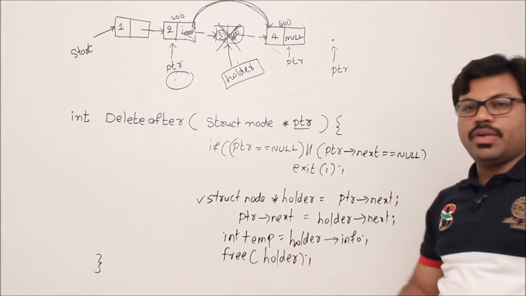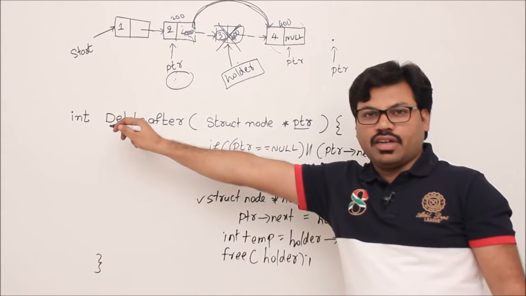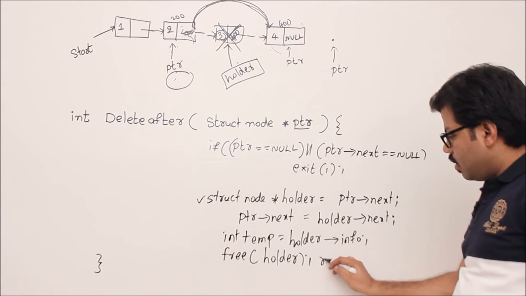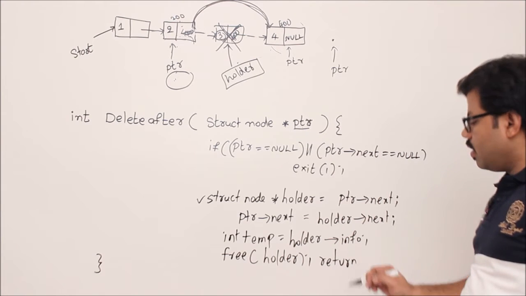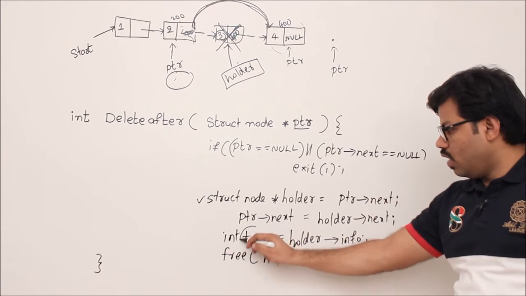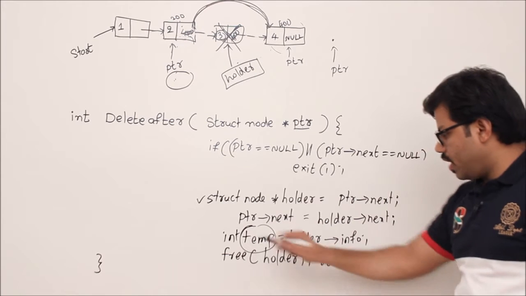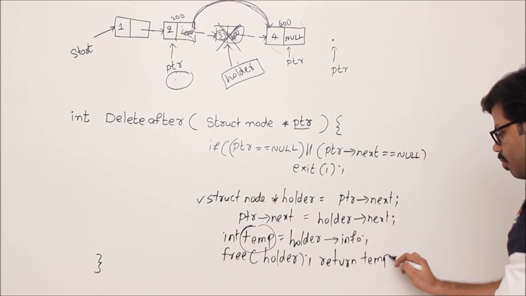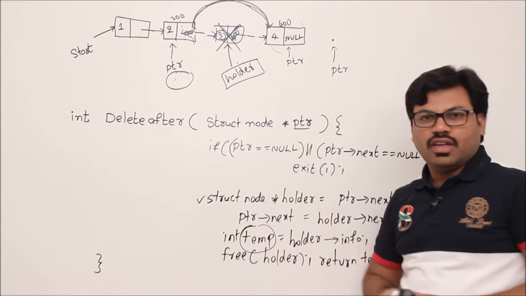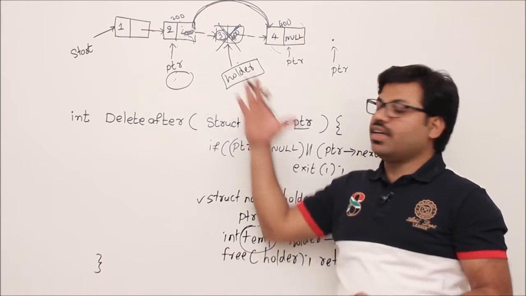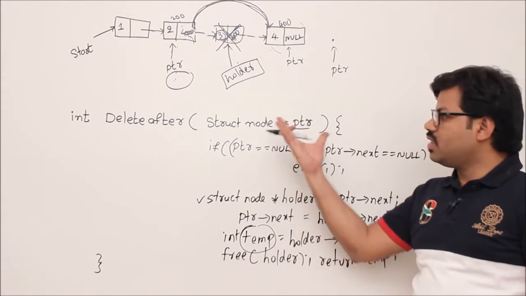Now the last step is the finishing touch. We are going to return that integer which you have deleted. Simply write return, right? What is that? Already we have remembered it through the temp variable, right? Simply write return temp. So automatically the value will be returned. So this is about delete after, and it's a very easy program, right?